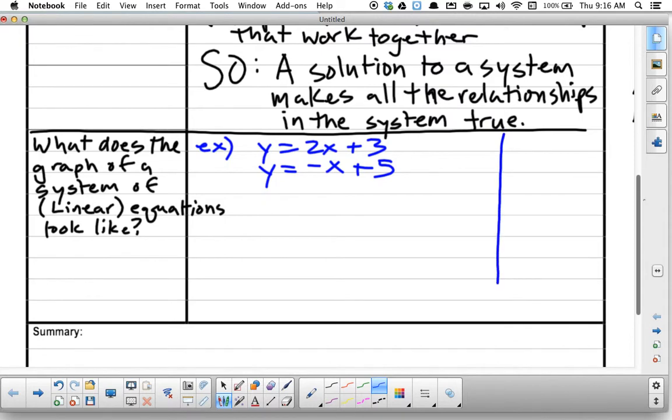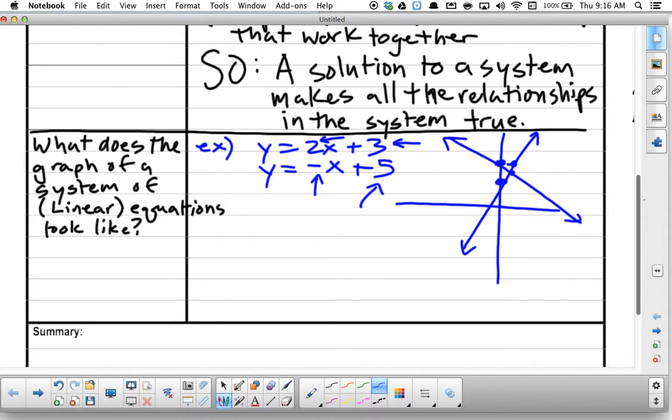I'm going to have a coordinate plane. And on that coordinate plane, I'm going to graph both things. This one starts at 3, so maybe around there. And it says it goes up 2 over 1. So it's going to have a slope that kind of looks like that. The second equation here starts at 5, so maybe up here. And it's going to go down 1 over 1. And so it would go down like so.